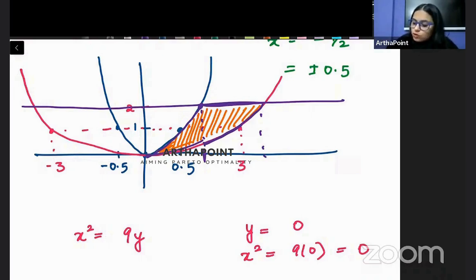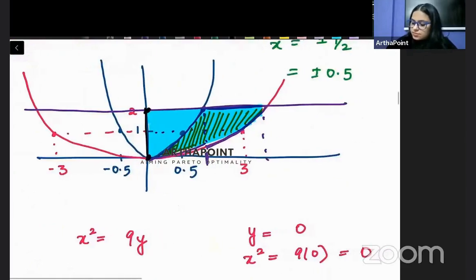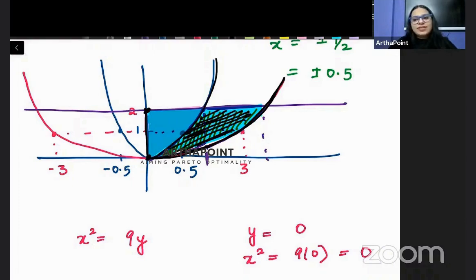So what will you do? You will integrate from 0 to 2, right? First, you will integrate this curve. तो ये सारा area आ जाएगा. When you will integrate this curve. And then you will integrate this curve, is area under this curve. तो ये वाला area आ जाएगा. And when you will subtract, you will get this.